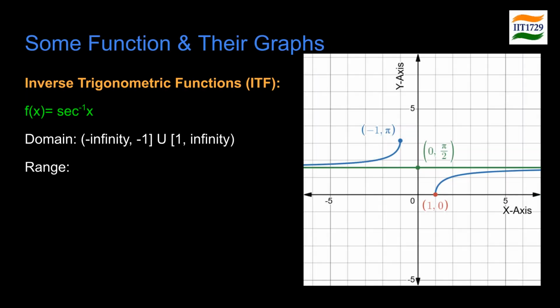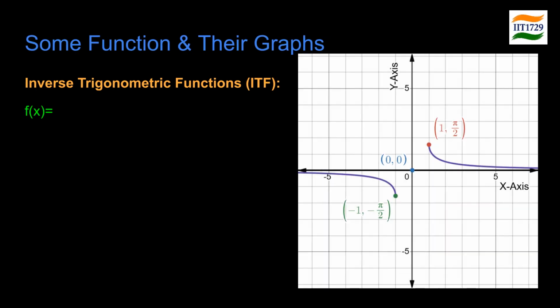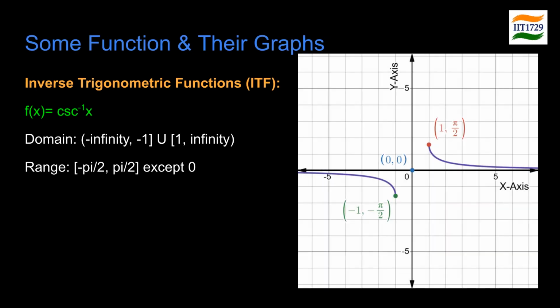The inverse secant function accepts inputs with an absolute value of 1 or greater. Its range is from 0 to pi, excluding the value of pi by 2. Finally, the inverse cosecant function also requires an absolute input value of at least 1. Its range covers negative pi by 2 to pi by 2, excluding 0. Look at the graph.